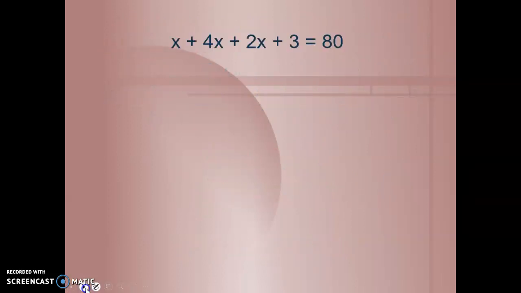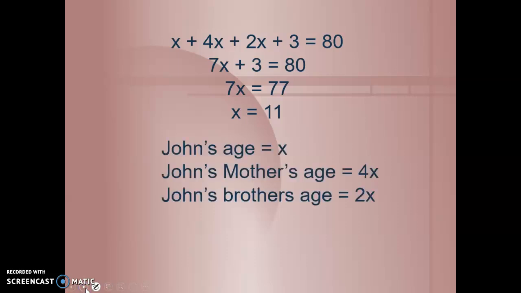From here on out, we're going to combine like terms, and we get 7x plus 3 equals 80. We're going to work to isolate our variable, and we do that with inverse operations, which gets us to x equals 11. That's John's age. So how do we find John's mother's age and John's brother's age? You said plug and chug and evaluate. You are right. John's mother's age is 4 times that, and John's brother's age is 2 times that number, which gives us 44 and 22.